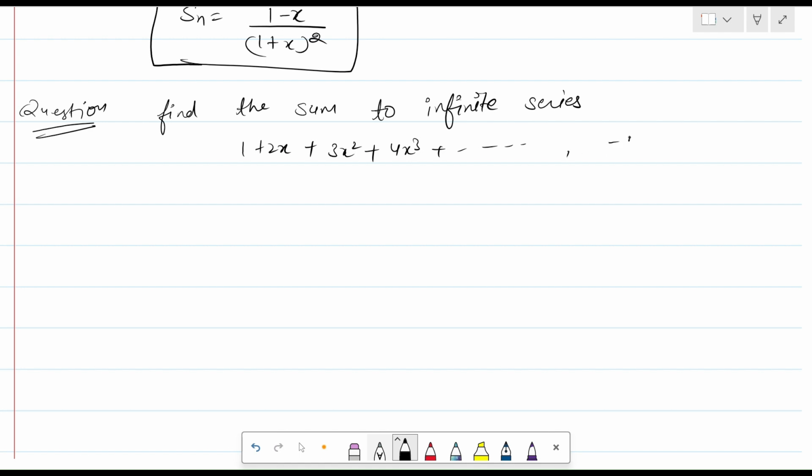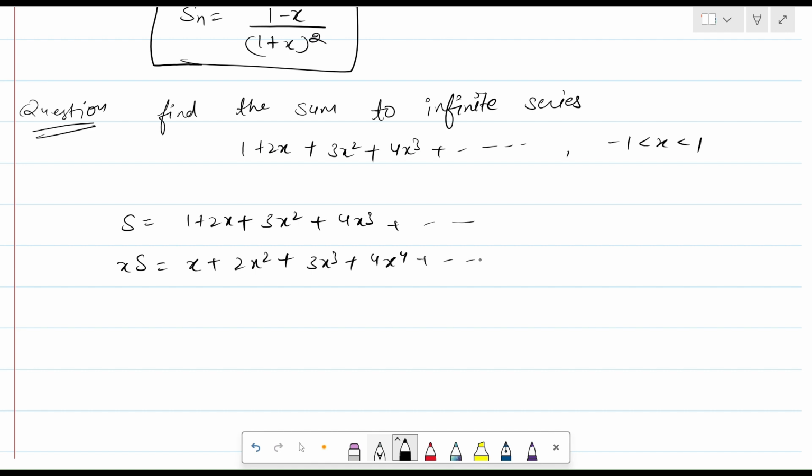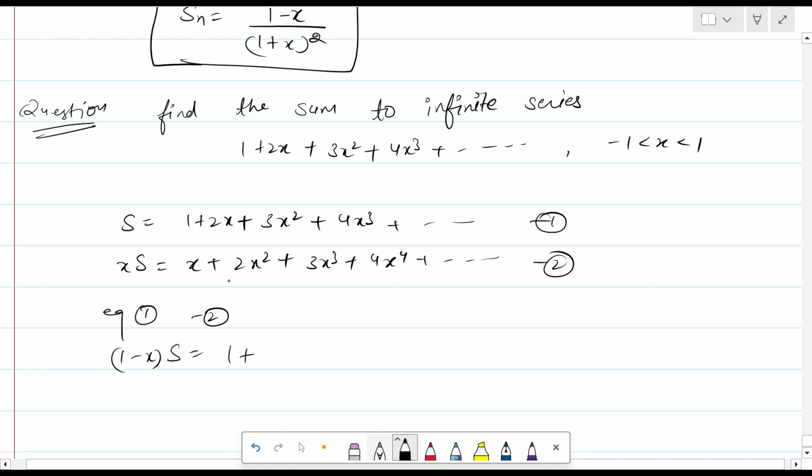Where x is from minus 1 to 1. So clearly s is equal to 1 plus 2x plus 3x square plus 4x cube and so on. So what is xs? xs is equal to x plus 2x square plus 3x cube plus 4x to the fourth and so on. So this is equation 1, this is equation 2. Equation 1 minus equation 2, then what do we get? 1 minus x s, as this is the 1 plus x plus x square plus x cube plus so on.